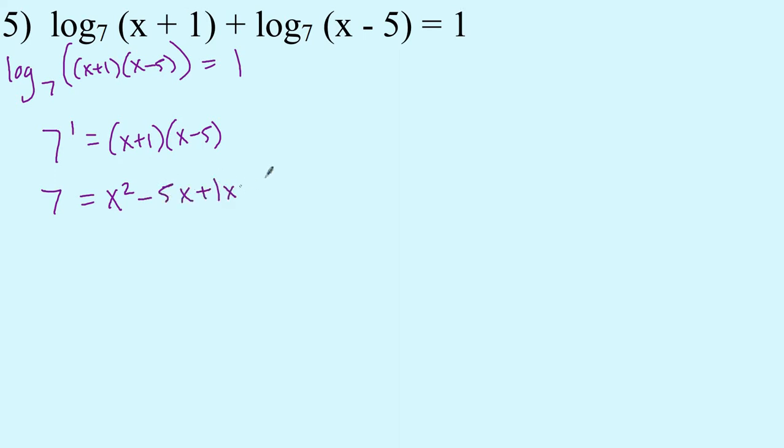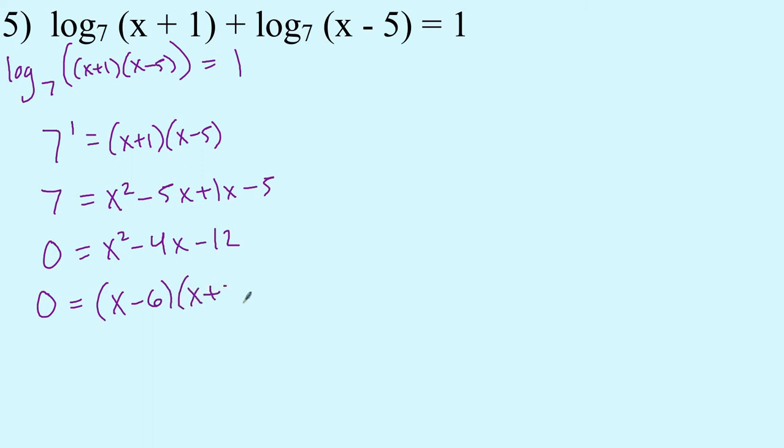Let's see. And then I would get everything to one side, and that is negative 12. See if I can factor it. Perfect. So you should get x equals 6 or negative 2. When we plug it back in though, negative 2 runs into an issue, so we throw that out.